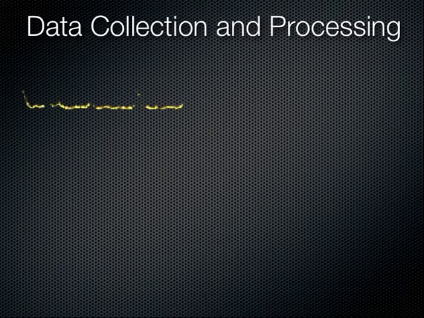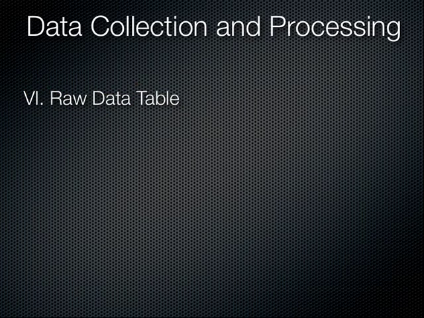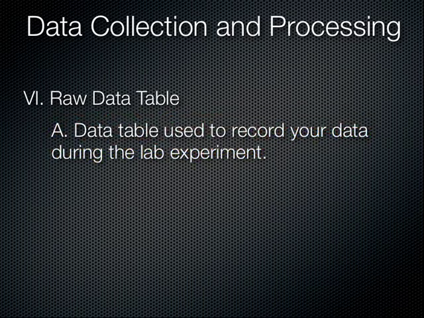Now the first part of data collection and processing is your raw data table, and it's actually a bit of a transition between the planning and your data collection phase. The raw data table is the table that you use during the actual experiment to record your data. So while you're actually doing the lab, you would have your raw data table out and be recording your data in that raw data table.